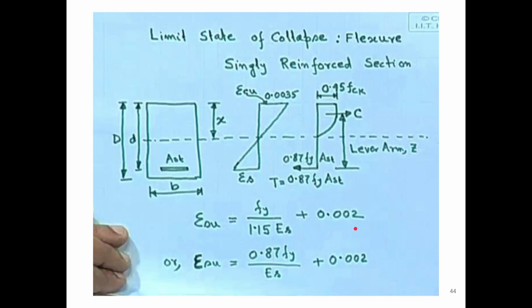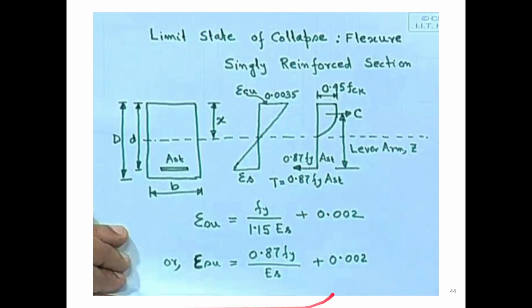As you can see, the epsilon cu value is 0.0035. And the epsilon s value, this one, will be 0.87 fy by Es plus 0.002. That is the epsilon s value, and it is mentioned here. If we divide 1 by 1.15, it will be 0.87, right?